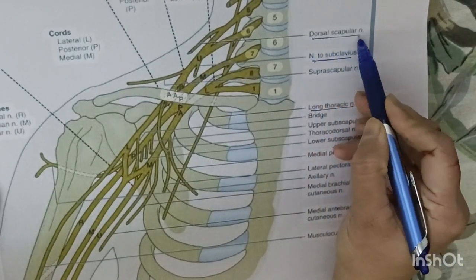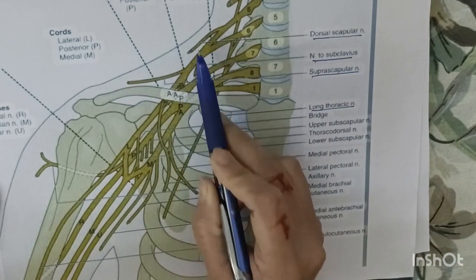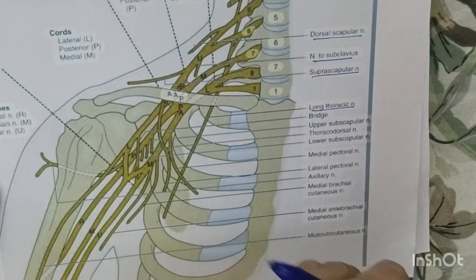Then the dorsal scapular nerve is there. The suprascapular nerve is also here. Can you see? 1, 2, 3 and 4. These are the branches which have been formed.